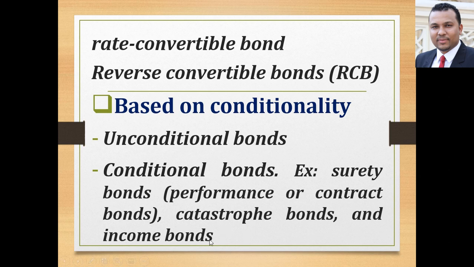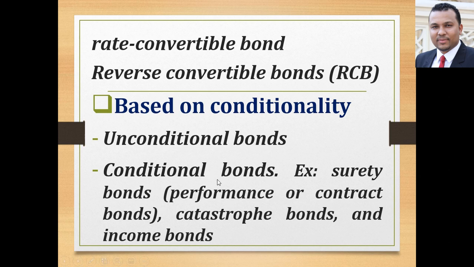In the case of income bonds, this depends on the earnings. If the earnings of the corporate issuing the bond cover the interest payment, okay, no problem. But suppose there is a problem, we can talk about a percent from the income bond. In all cases, we talk about conditional bonds.